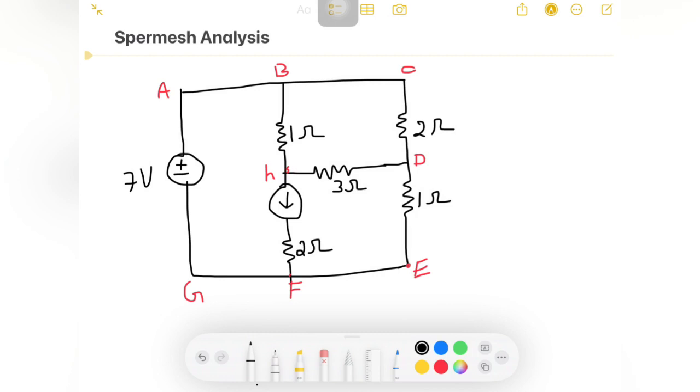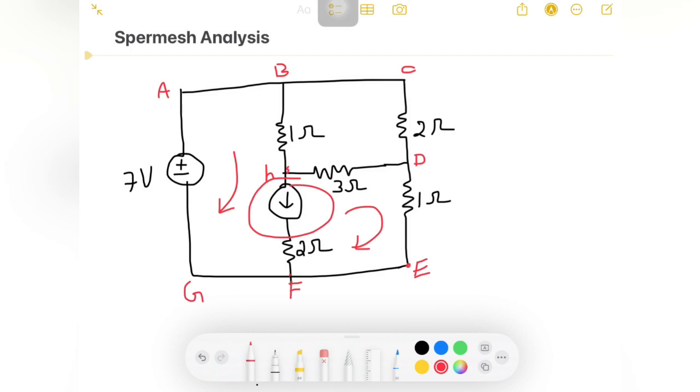So here is the problem which is given with respect to the super mesh. Whenever a problem is given, the first and foremost thing is to identify whether it is a super mesh or not. As I mentioned, the current source will be common to two loops. If you look at the problem here, this is a current source which is common to this loop as well as this loop.